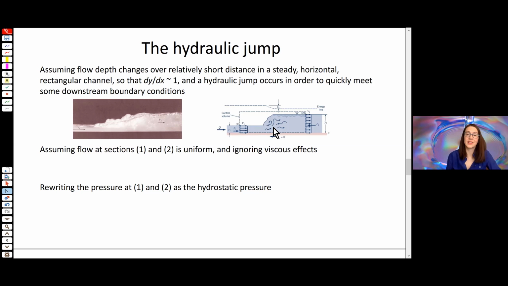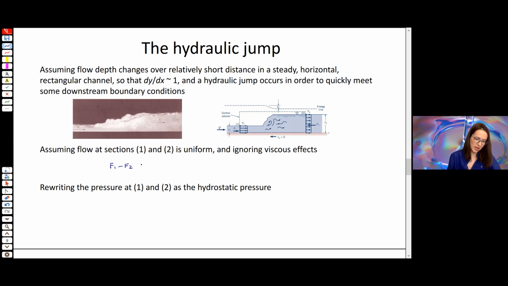To analyze this and come up with an equation that describes the hydraulic jump, we are going to make the assumption that the flow at the upstream and downstream sections, not at the jump itself, but on either end of it, is uniform. And we're going to ignore viscous effects for the analysis. Looking at our control volume that we've drawn, we're going to write down the following equation, just like we did a couple slides ago.